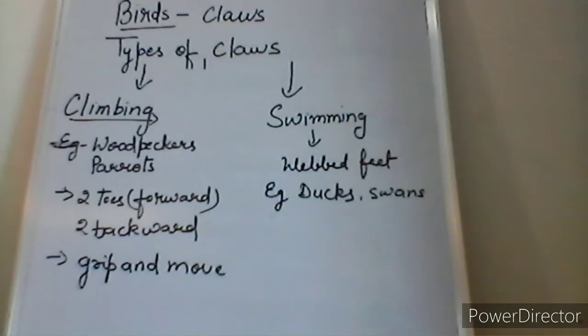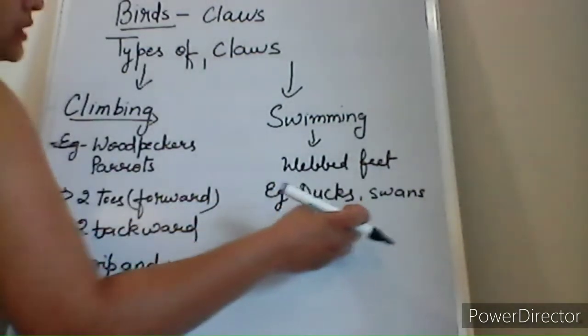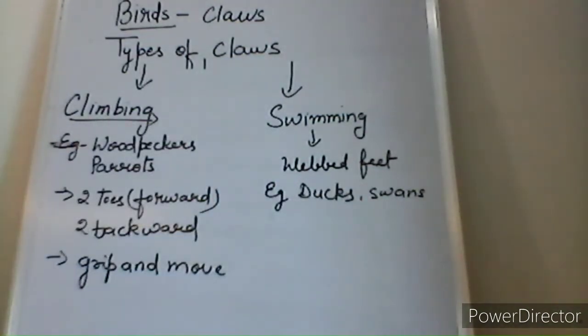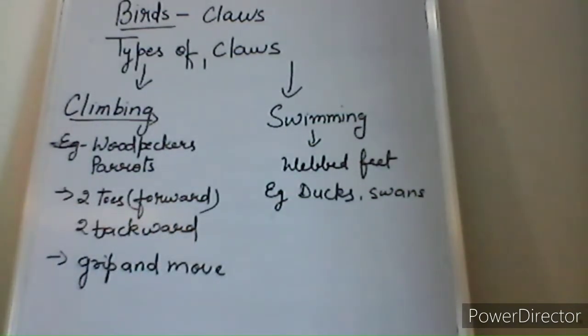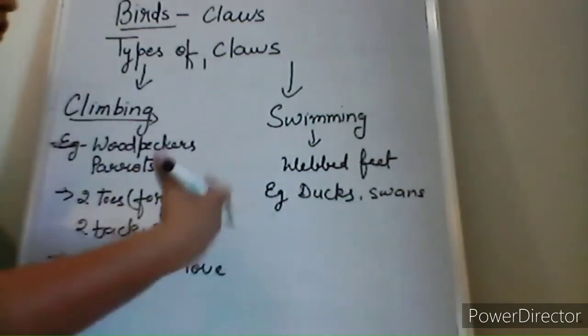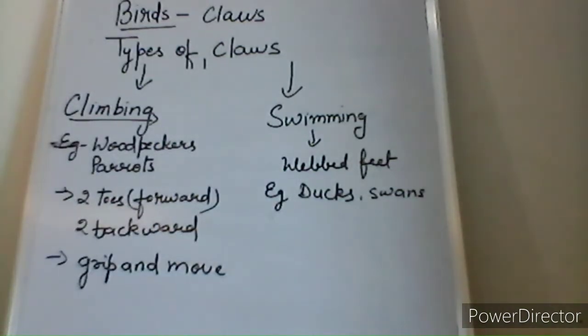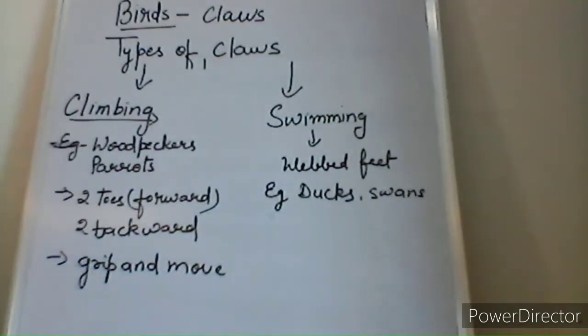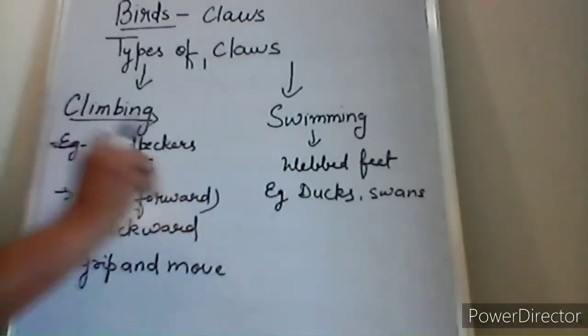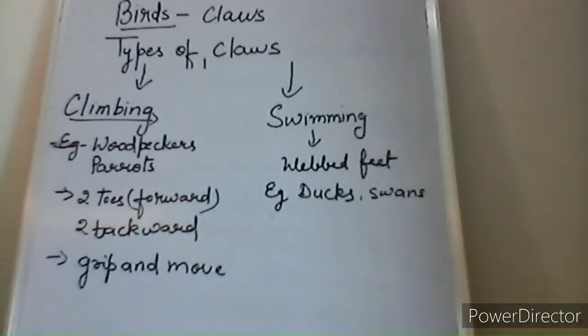Next I am talking about swimming birds. Examples are duck, swan and pelicans, and they have webbed feet, which help them to paddle through water. They also have a small hind toe which is slightly higher up the leg, and that toe is non-functional, which means it is not working. So this was about climbing birds and swimming birds.